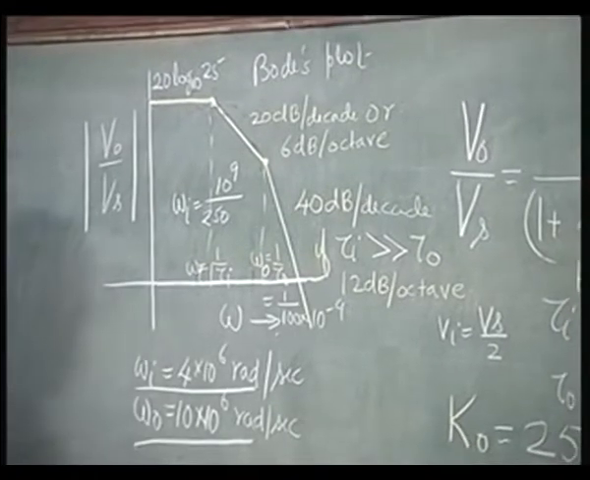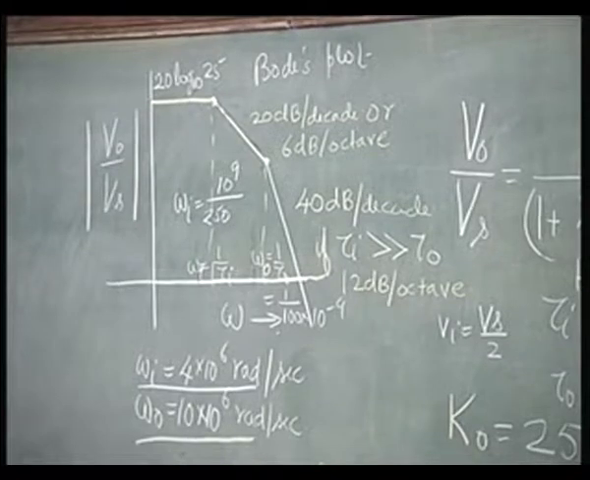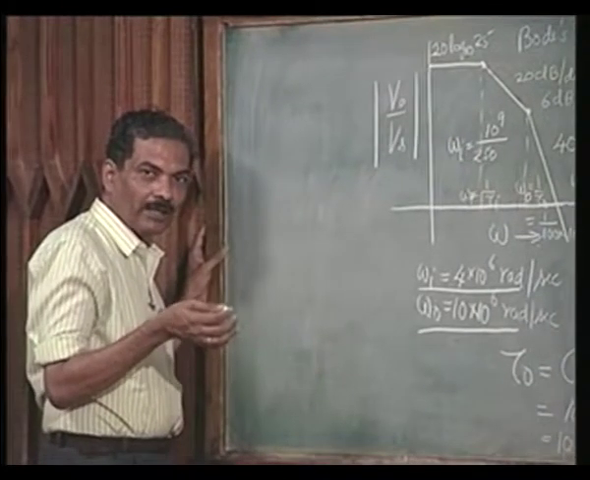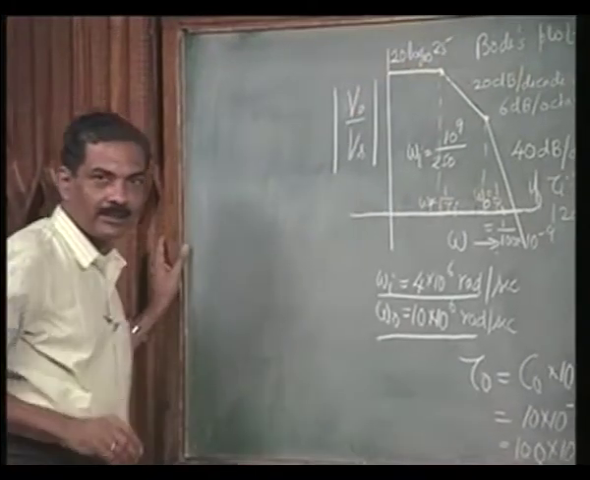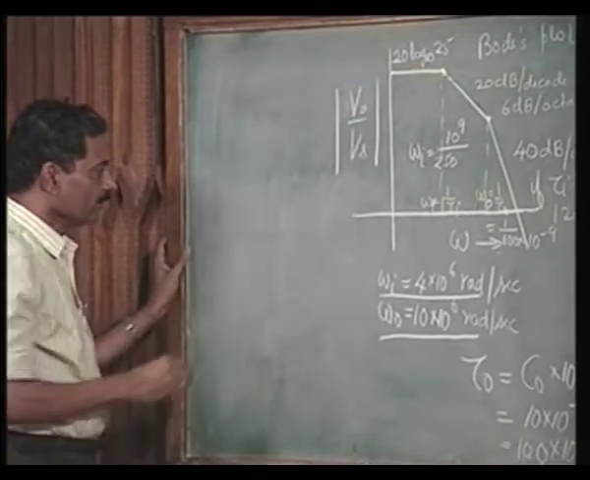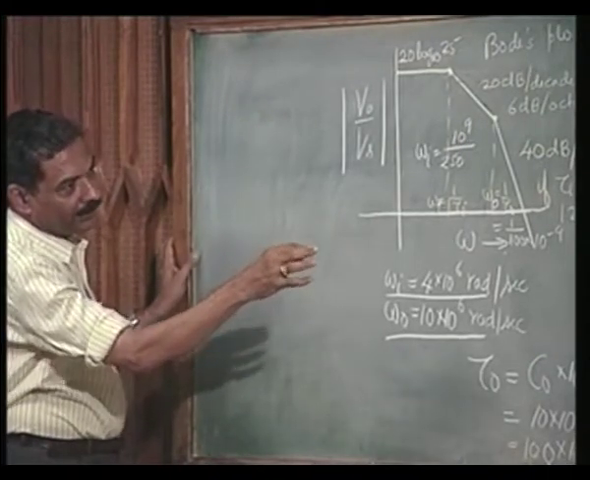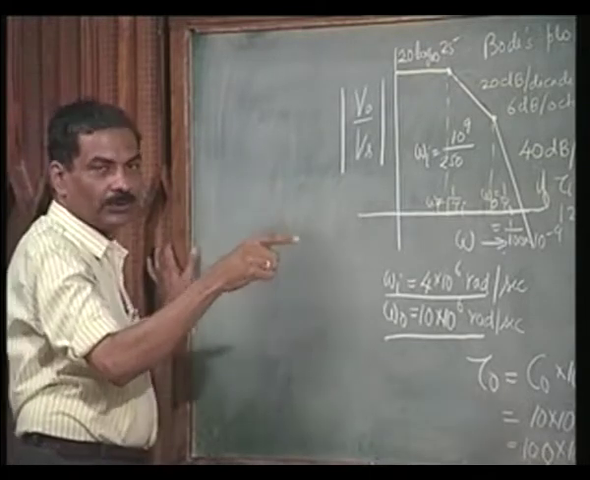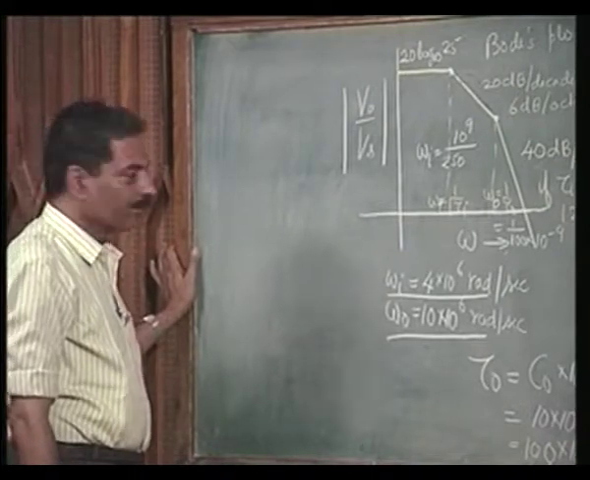How do you evaluate this? This is very simple. The upper cutoff frequency, we have also said, is nothing but the upper 3 dB point, where the gain falls to 1 over root 2 times the maximum, the low frequency gain. So, if the low frequency gain is 25, then when the gain falls to 25 by root 2, that is the frequency corresponding to the upper cutoff frequency.